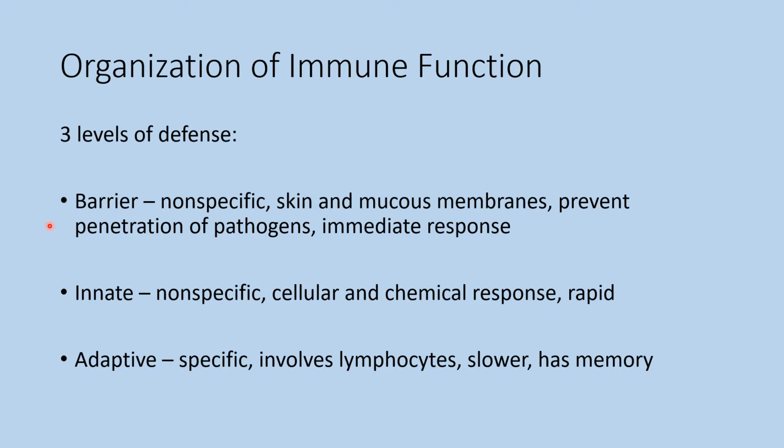Now, if you have a cut, well, now you kind of opened a door to maybe allow things in. Mucous membranes, like what we see with the respiratory tract, what we see with the gastrointestinal tract. The mucus helps to prevent any penetration of pathogens. It's usually an immediate response. The innate, so you can have the physical barrier, and then you can also have cellular and chemical. It's kind of your second line. It's also very rapid, but once again, non-specific.